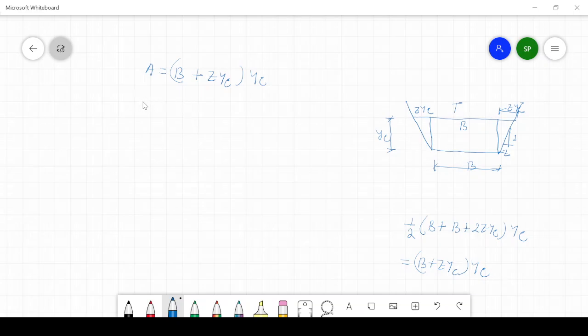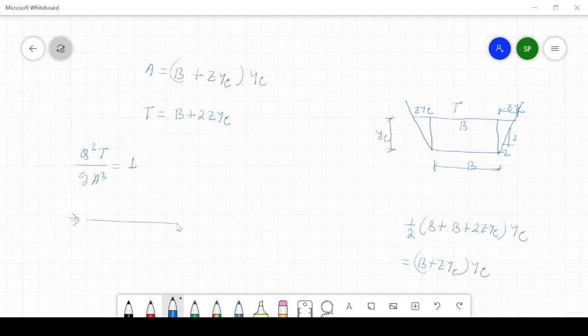Area? Top width is equal to how much? B plus twice ZYC. This distance. Top width T, that means this distance is how much? B plus ZYC, that means twice ZYC. Now Q square T by g A cube, this is the general expression for critical flow. T is equal to what here?